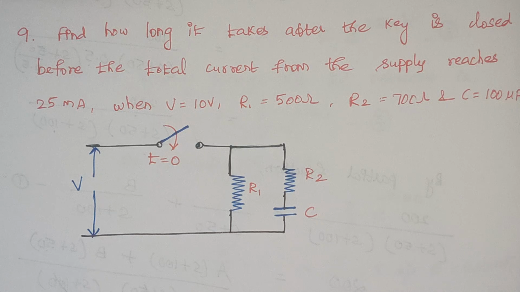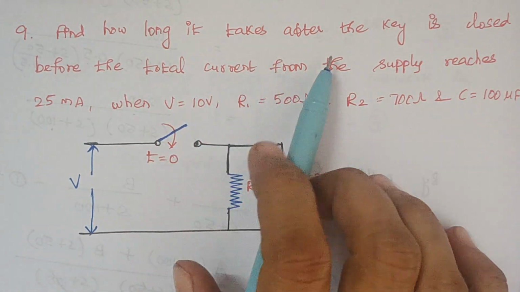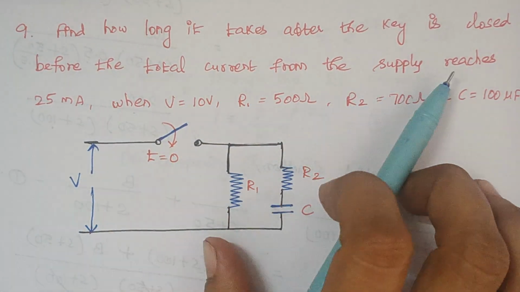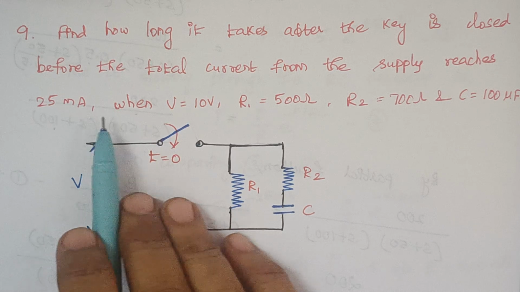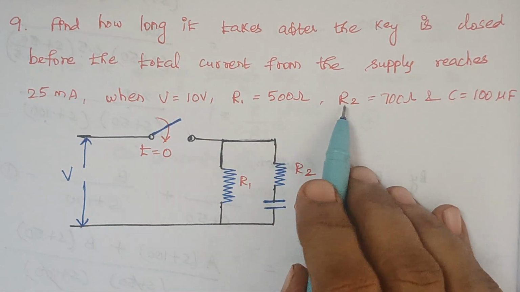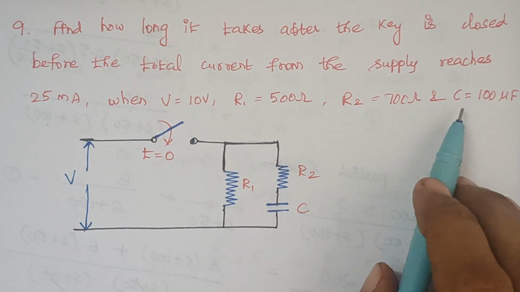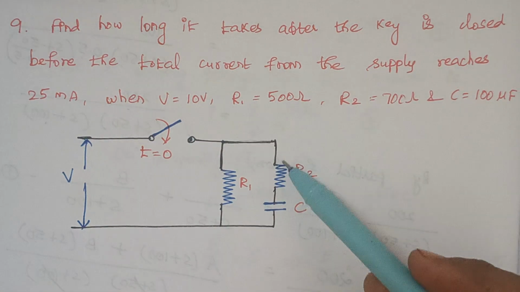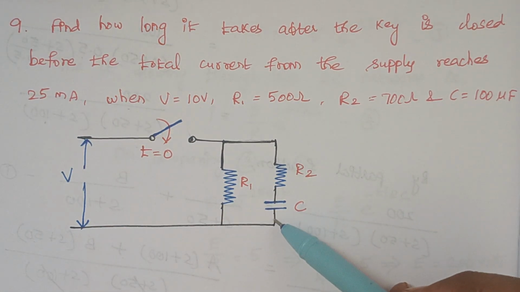Now we proceed with our next problem. The problem is: find how long it takes after the key is closed before the total current from the supply reaches 25 milliamps, when V is equal to 10 volt, R1 is equal to 500 ohm, R2 is equal to 700 ohm and C is equal to 100 microfarad. So here you see this is the given circuit diagram, right?